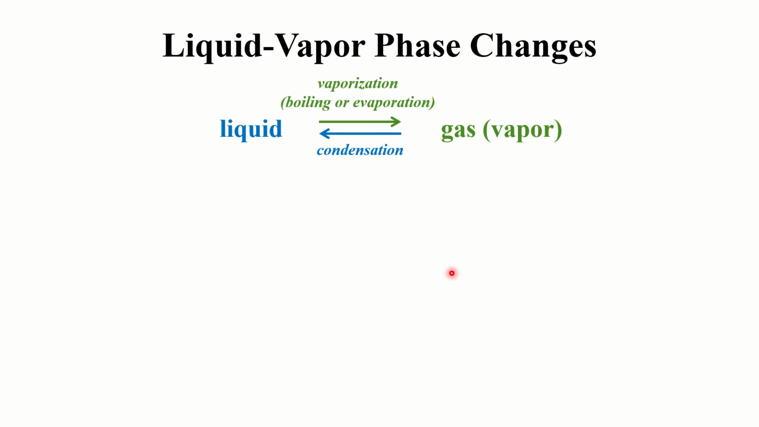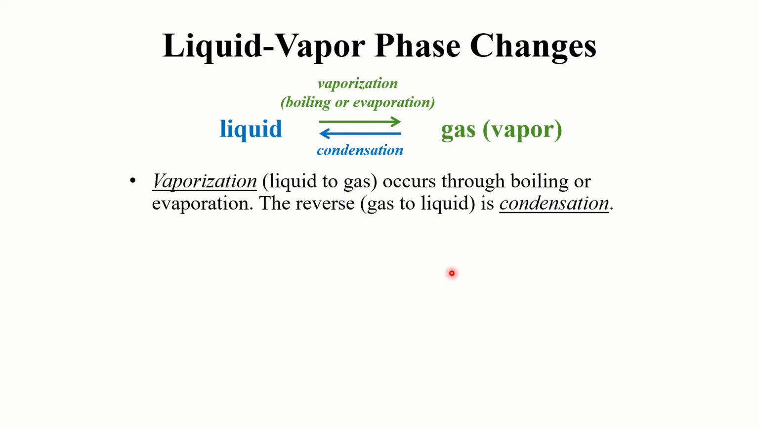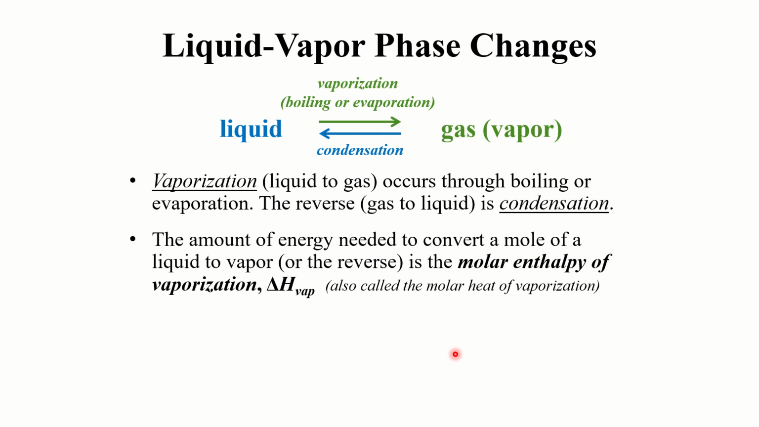So starting with the liquid to vapor phase changes, this can be described as vaporization, going from a liquid to a gas or vapor. The reverse is condensation. So the amount of energy needed to convert a mole of a liquid to a vapor is the molar enthalpy of vaporization. You should remember this term from General Chemistry 1, delta H. This stands for the molar enthalpy, or the change in enthalpy.